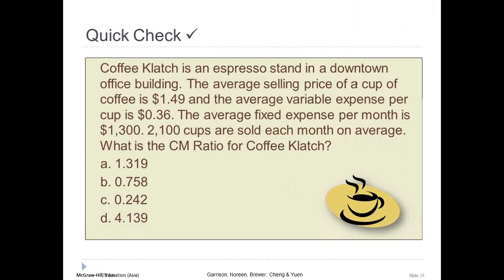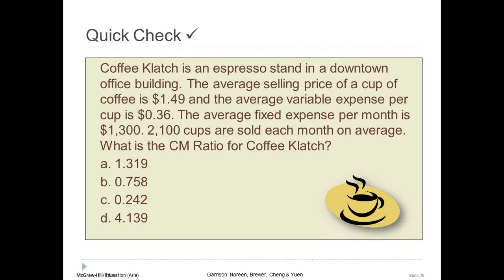So let's check our understanding. There's a coffee shop called Coffee Clatch. It's an espresso stand in a downtown office area. The average selling price for a cup of coffee is $1.49, and the average variable expense per cup is 36 cents. The average fixed expense per month is $1,300. 2,100 cups are sold each month on average. So what is the contribution margin ratio for Coffee Clatch?